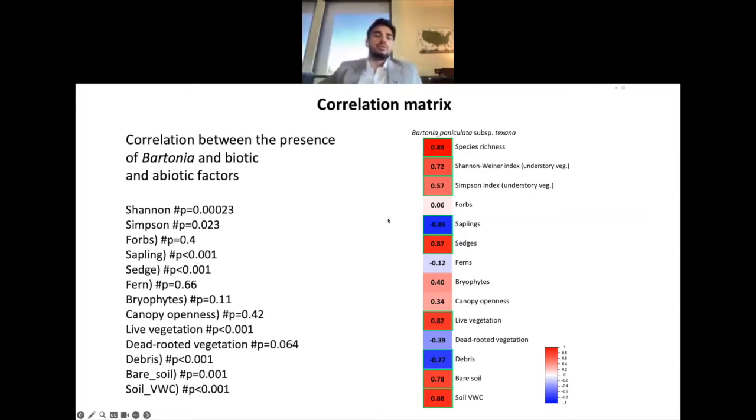So we ran a correlation between the presence of the species of our interest and the biotic and abiotic factors. We found that where our species is present, there is higher species richness, higher species diversity, higher coverage of sedges, higher coverage of live vegetation, higher coverage of bare soil, and high soil volumetric water content. Whereas it was negatively correlated with the presence of saplings and debris.